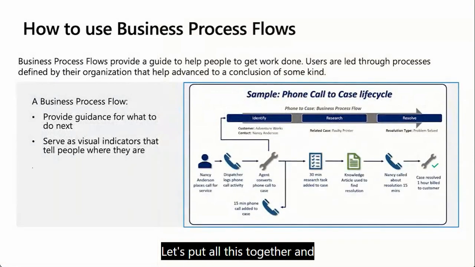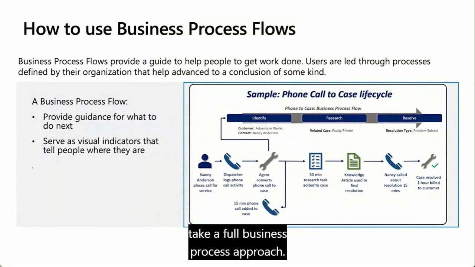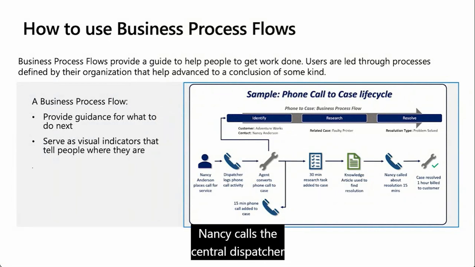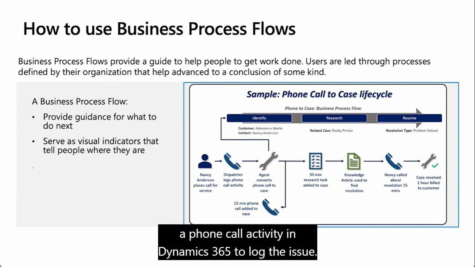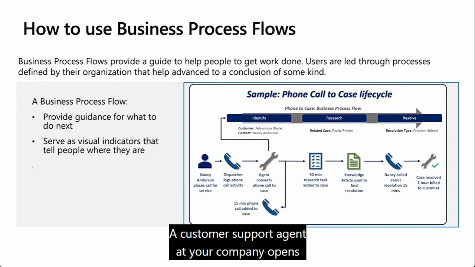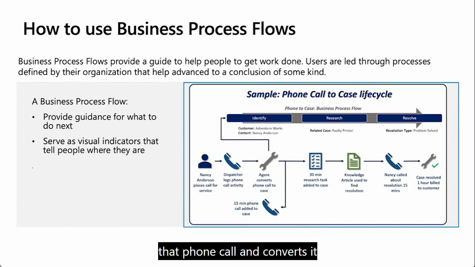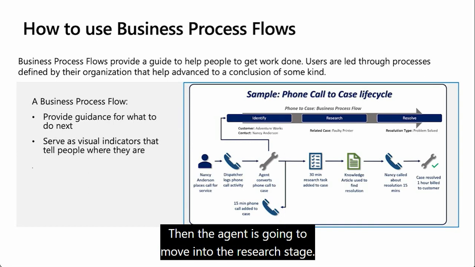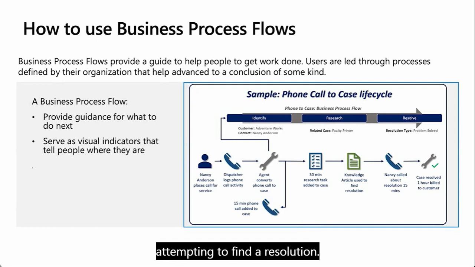So let's put all this together and take a full business process approach. Let's say we have a customer named Nancy Anderson who works for a company called AdventureWorks. Nancy calls the central dispatcher to report an issue that they're having. And the dispatcher is now going to create a phone call activity in Dynamics 365 to log the issue. A customer support agent at your company opens that phone call and converts it into a new case in Dynamics 365. This is all part of the identify stage. Then the agent is going to move into the research stage. This is where our agent is researching and attempting to find a resolution.